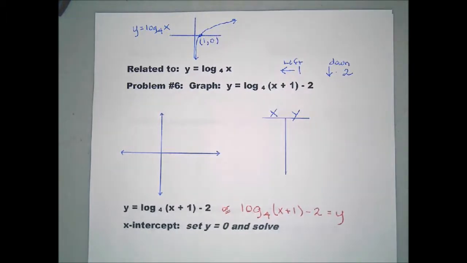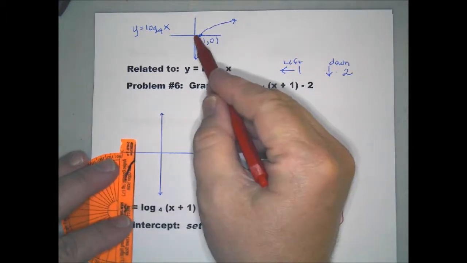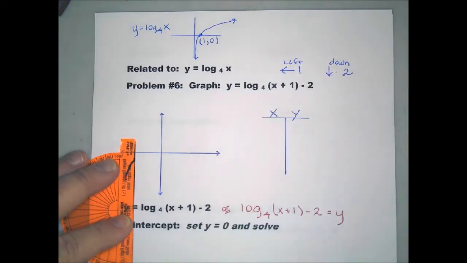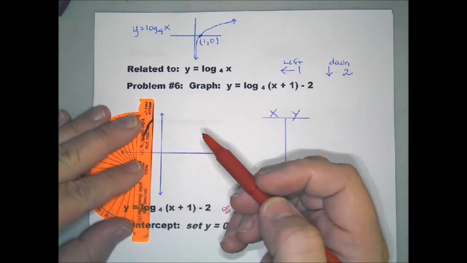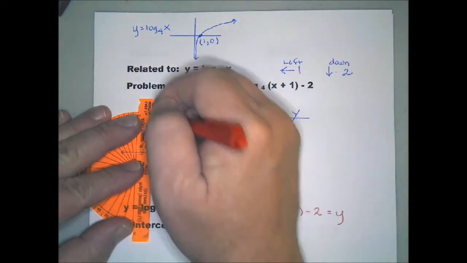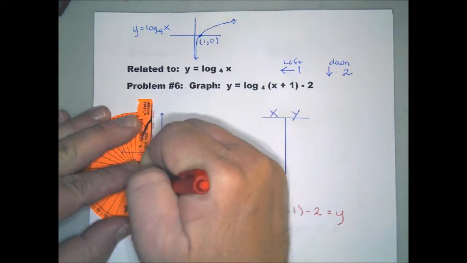Well, we've got a few things to do to this graph. The first thing we need to do to the graph is we need to shift it 1 unit to the left. Well, what that's going to do is it's going to shift that asymptote. So the asymptote that used to be on the y-axis at x equals 0 is now at x equals -1.